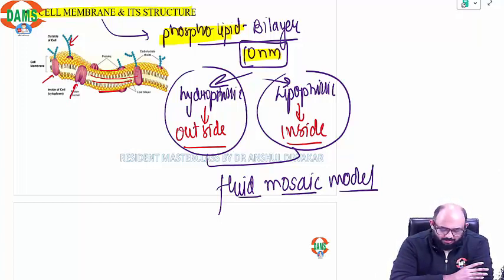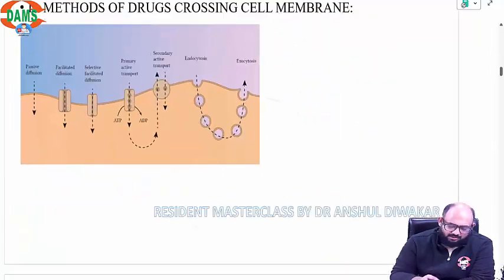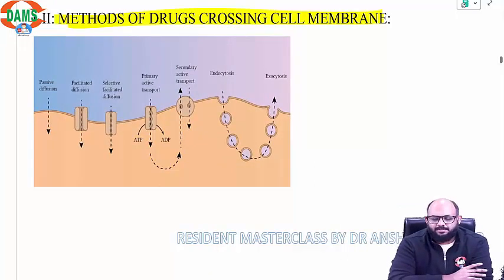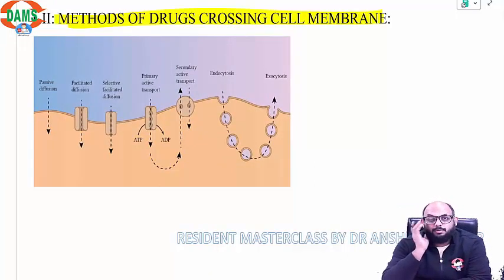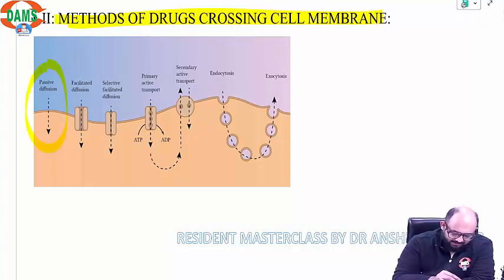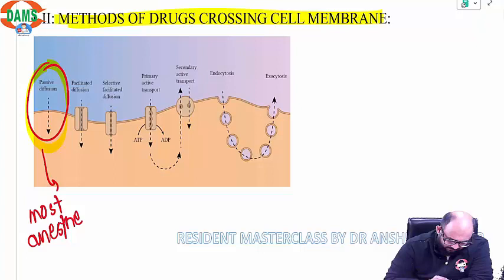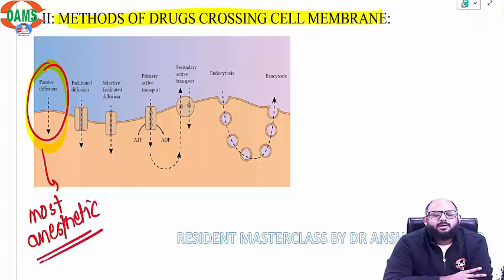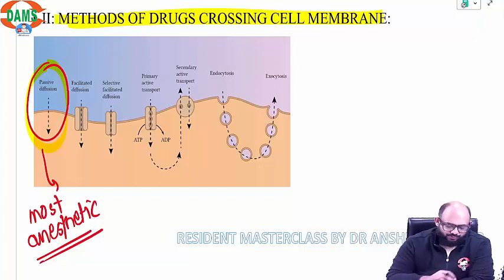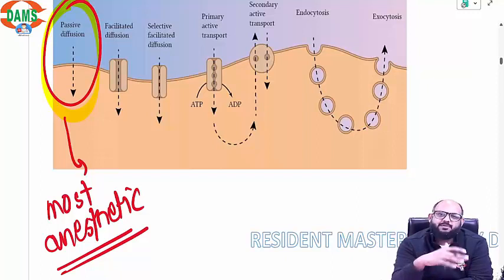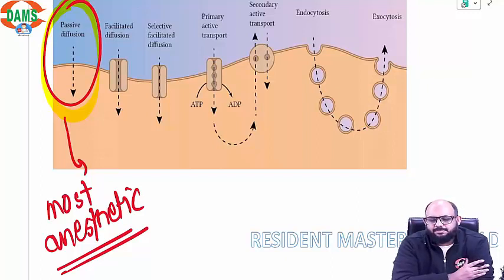All right. What are the methods by which drugs cross the cell membrane? Most of the drugs, and we are talking about most of the anesthetic drugs, use passive diffusion. That is why they are very fast in onset. That is simply they go from one part to another part, either from outside to inside or inside to outside, depending on their concentration gradient. That is called passive diffusion.